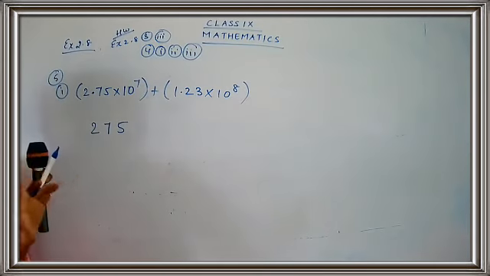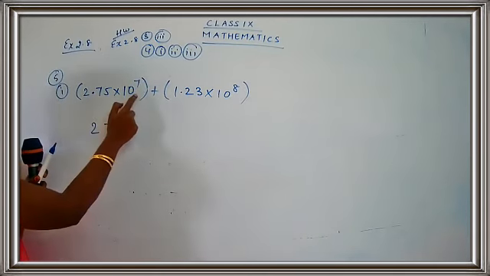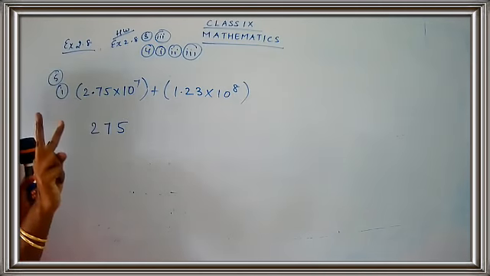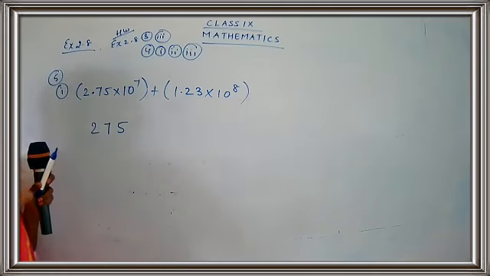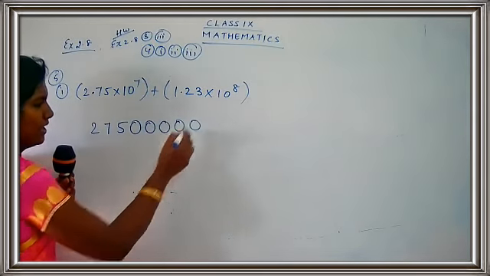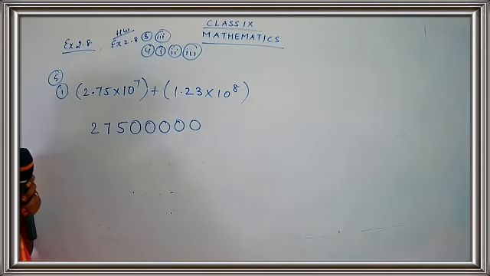I removed the decimal. So how many zeros are left here now? From 7, I took 2 zeros. Okay, so now how many zeros are left? 5 zeros are left. Just put here 5 zeros. 1, 2, 3, 4, 5. I hope you are clear with the step.